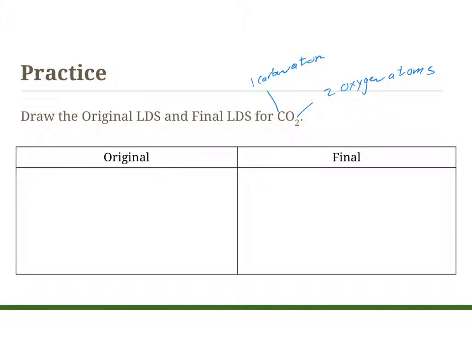I know that oxygen, according to the periodic table, has 6 valence electrons. And I know that carbon, according to the periodic table, has 4 valence electrons. So the first thing I'm going to do is draw my carbon. So carbon and his 4 valence electrons, 1, 2, 3, 4. I'm going to draw my oxygen with his 6 valence electrons. 1, 2, 3, 4, 5, 6.